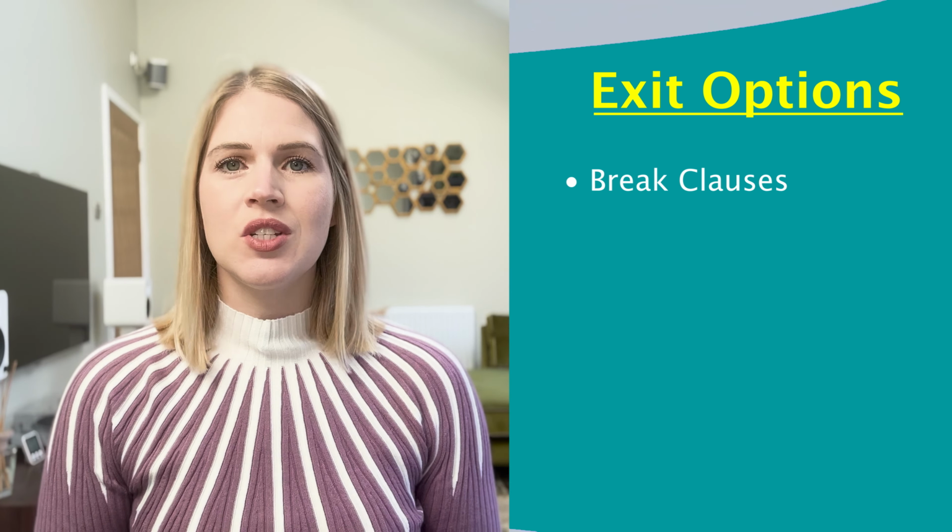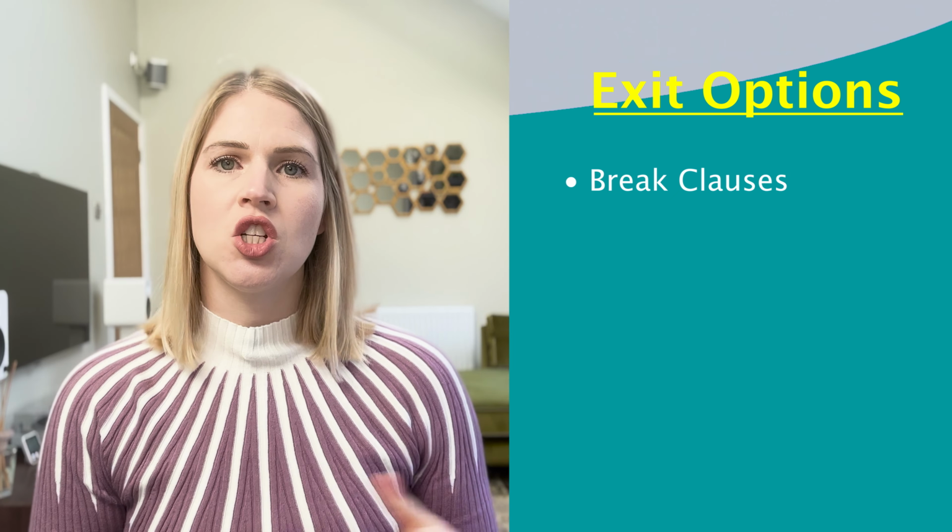So therefore, you need options to be able to exit the lease contract without being liable for the rest of the rent. The most common one is to build in break clauses, and that just simply means that you have an option to terminate the contract early. So if you take a 5-year lease, it's common for there to be a 2 or 3 year break clause partway through where you can exit.